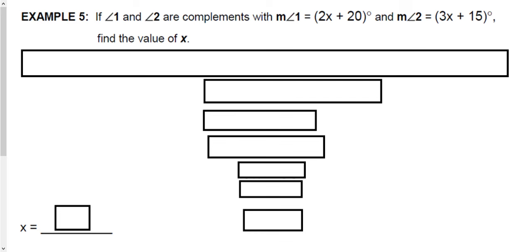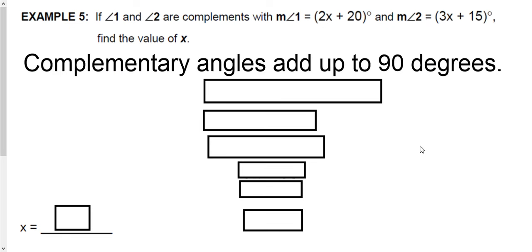Or read this one. What did we tell us? Angle 1 and 2 are complements. They're complementary angles. Complementary or complements have to add up to 90 degrees. So there's our equation. This one, angle 1 plus angle 2 equals 90 degrees.